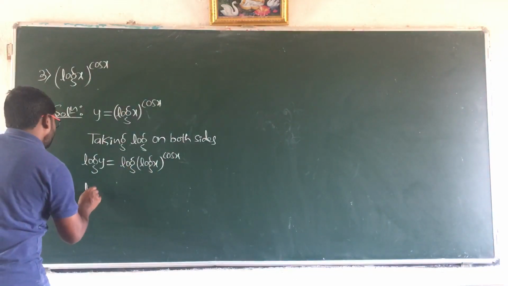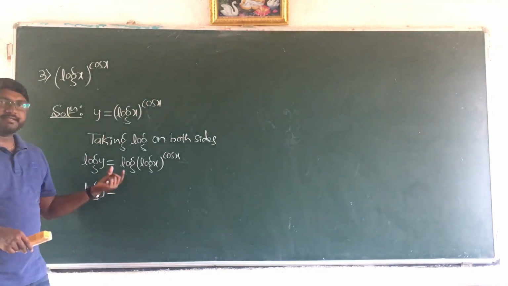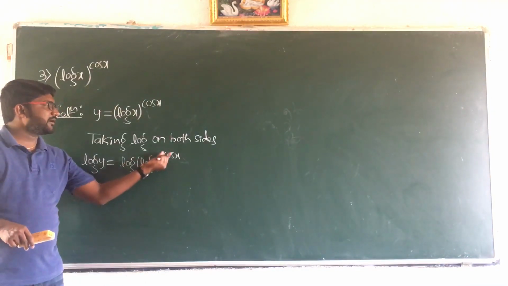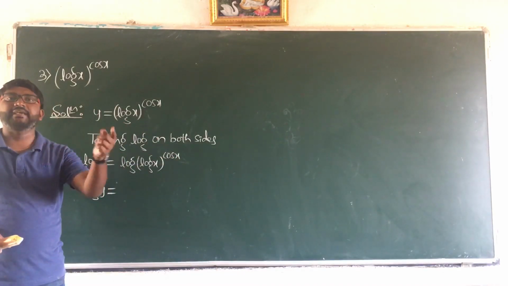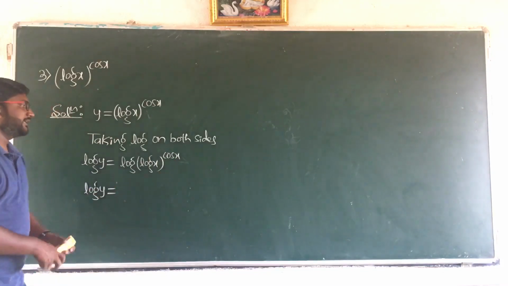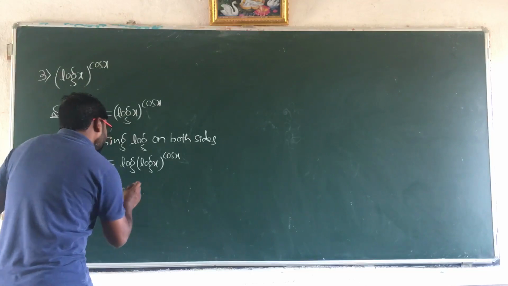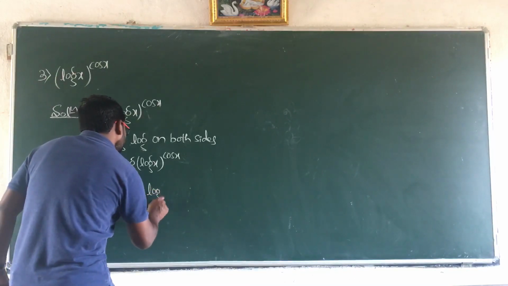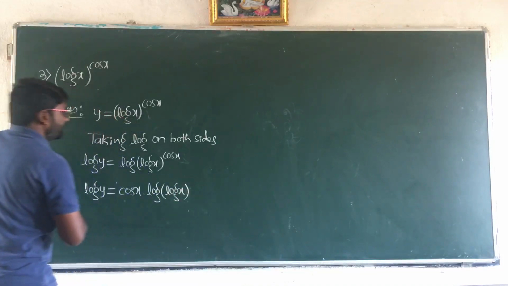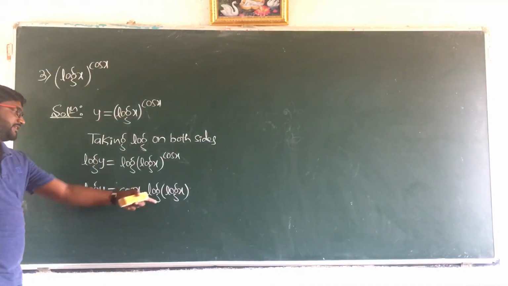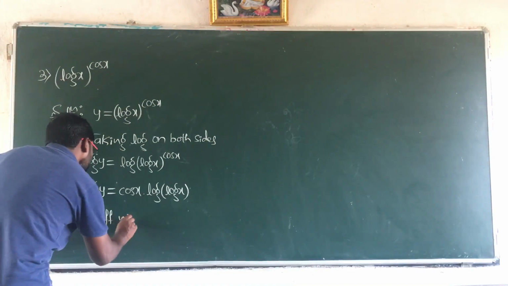Now log y must be written as it is, which is equal to, so now see here, it is in the form of log x to the power n, which is equal to n log x. So this must be written in the beginning. So it is cos x into log x. Now we have to differentiate with respect to x both sides.